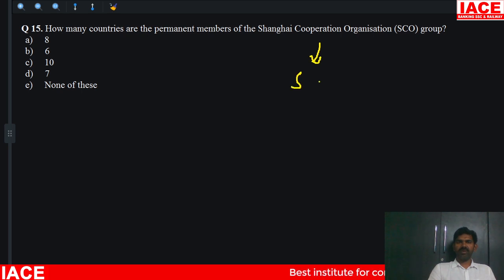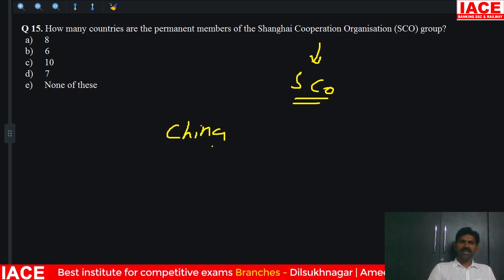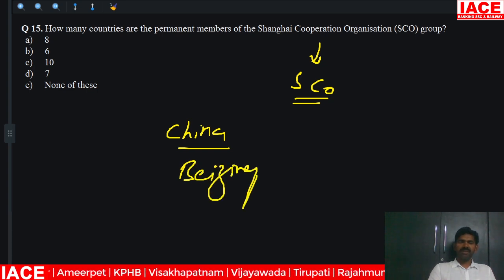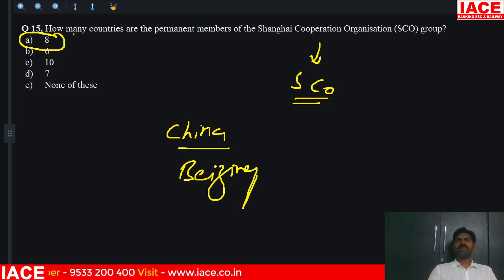Okay. How many countries are the permanent members of the Shanghai Cooperation Organization? SCO, very important organization. Remember that SCO came into existence because of China. China is the one which initiated this SCO and the headquarters is present in Beijing, China. How many are the permanent members? The total permanent members are nothing but 8 countries. What are the 8 countries?